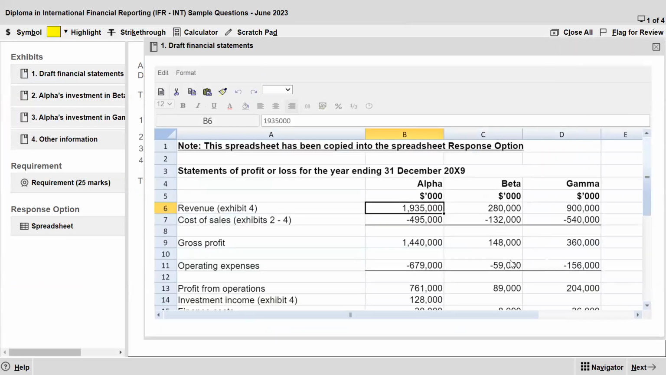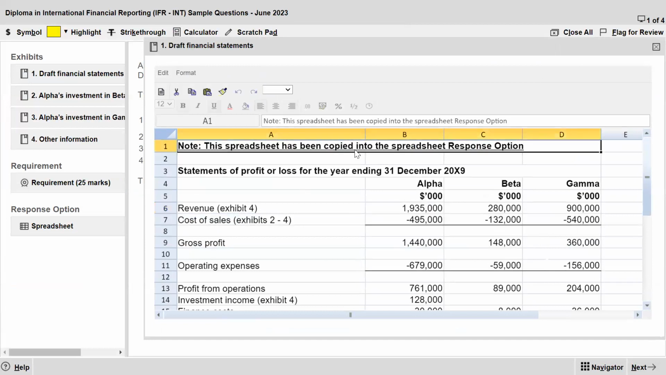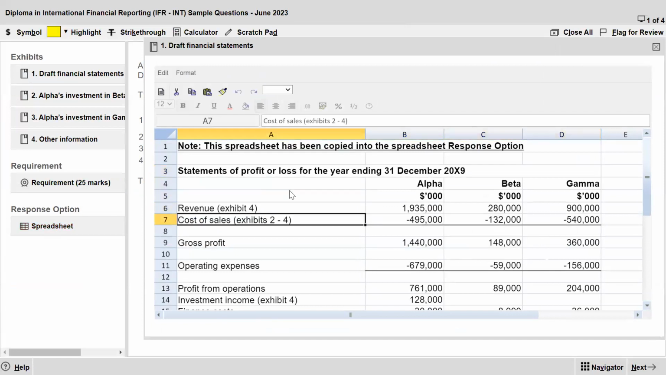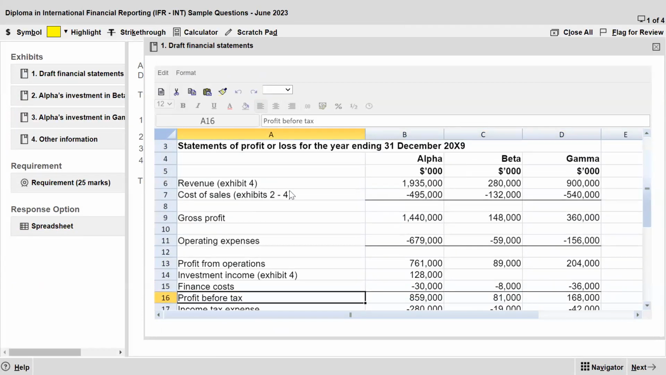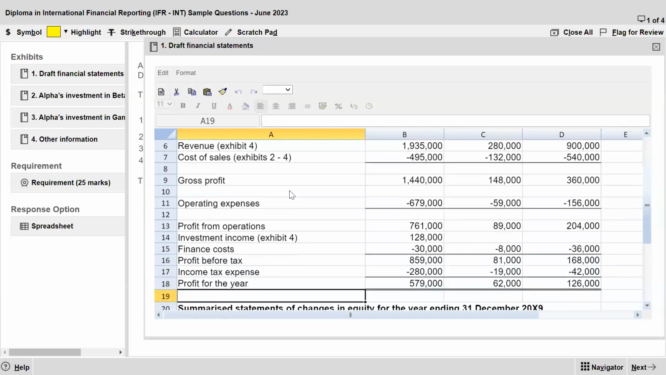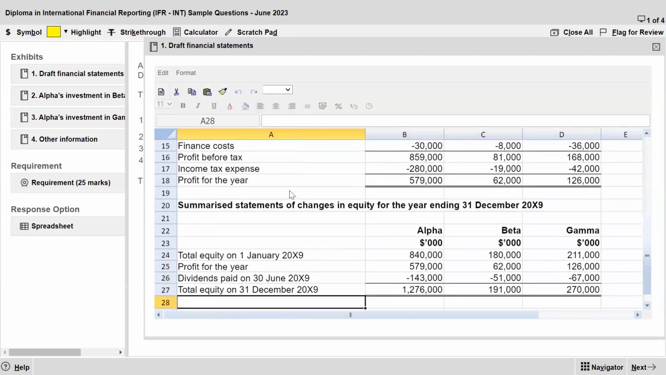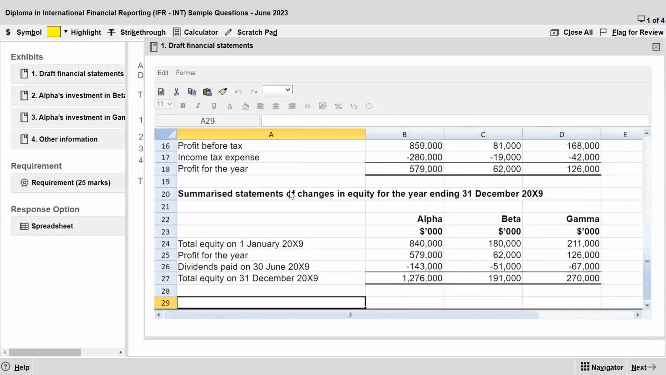Now, what does it say? It says this spreadsheet has been copied in the response option. So when you look at this response option, they've already copied this: the revenue, the cost of sales, the gross profit, the operating expenses, profit from operations, investment income, finance costs, and so on. All of this has been copied. Then what else do they have? They've got the total equity on the 1st of January 2009. Plus they have got the profit for the year. Then in addition to this, they've got the dividends and the total equity and so on and so forth.